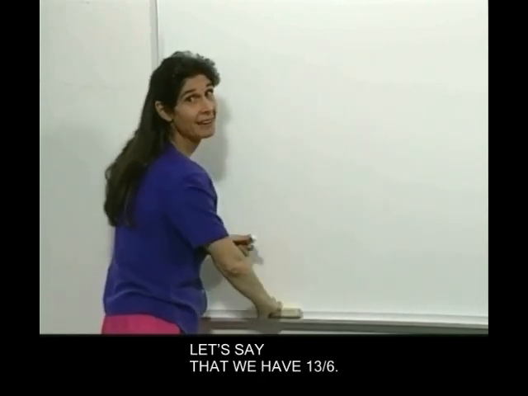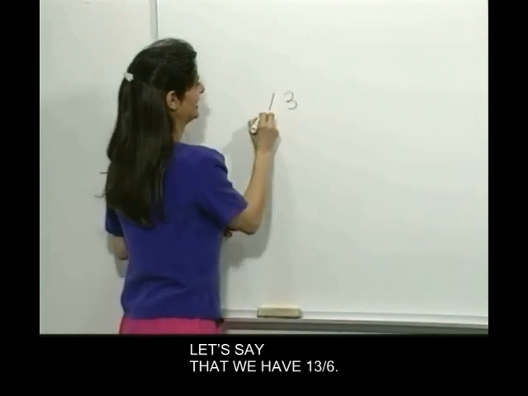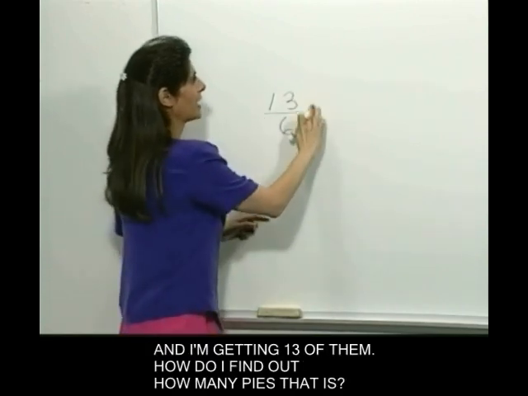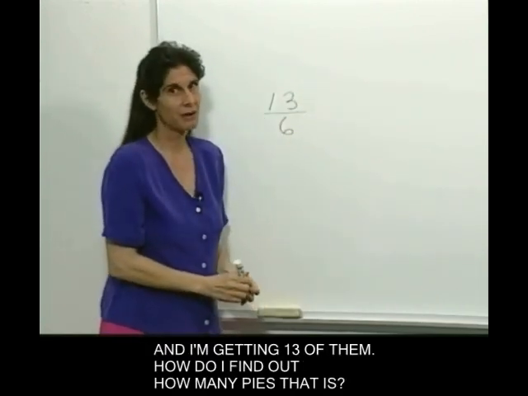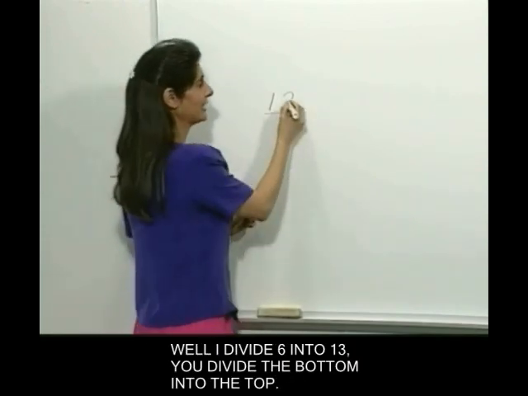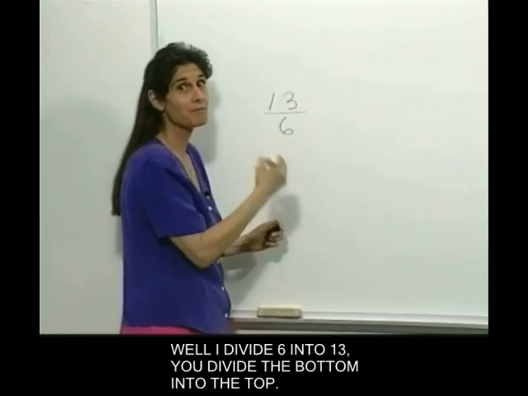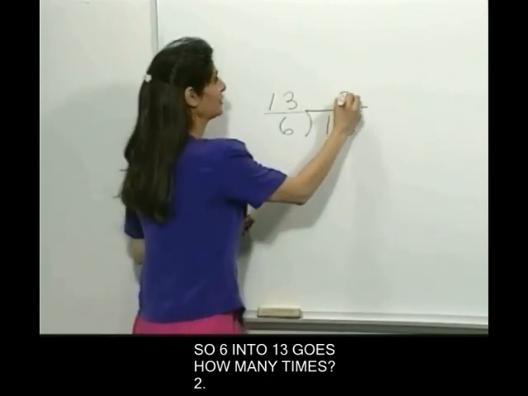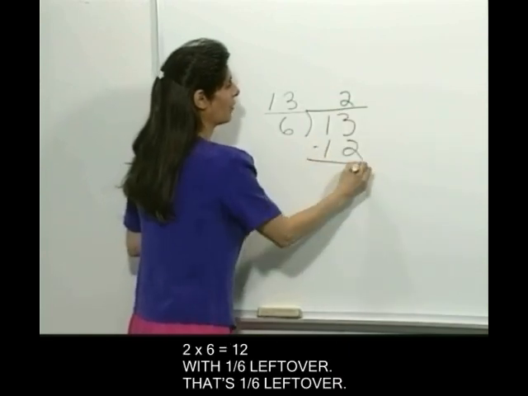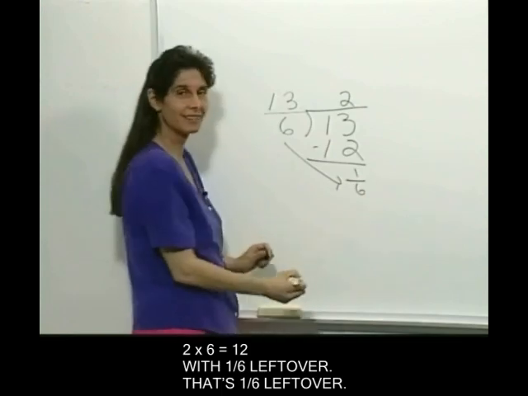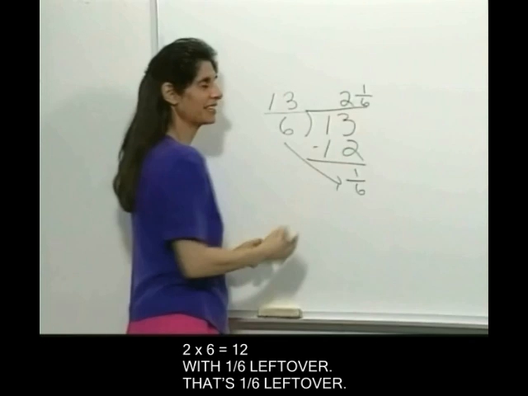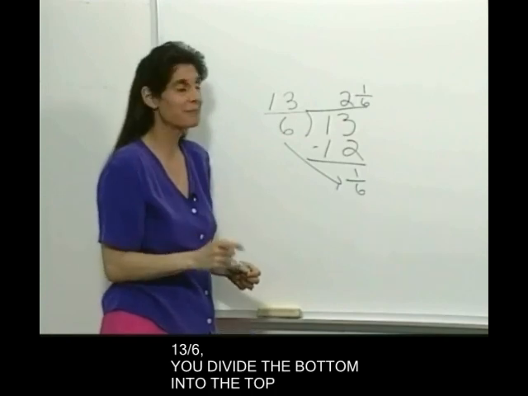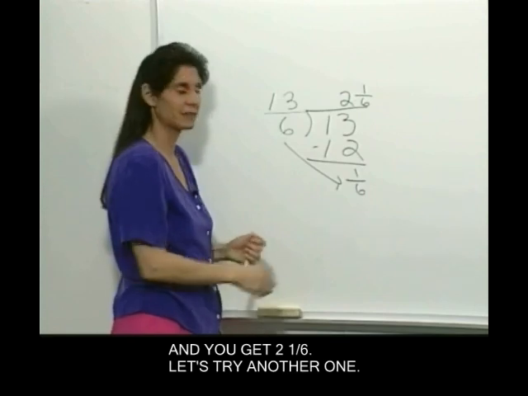Let's say that we have 13 sixths. Now 13 sixths means that there are 6 pieces in the pie and I'm getting 13 of them. How do I find out how many pies that is? Well, I divide 6 into 13. You divide the bottom into the top. So 6 into 13, how many times? 2. 2 times 6 is 12, with 1/6 left over. So 13 sixths, you divide the bottom into the top and you get 2 1/6. Let's try another one.